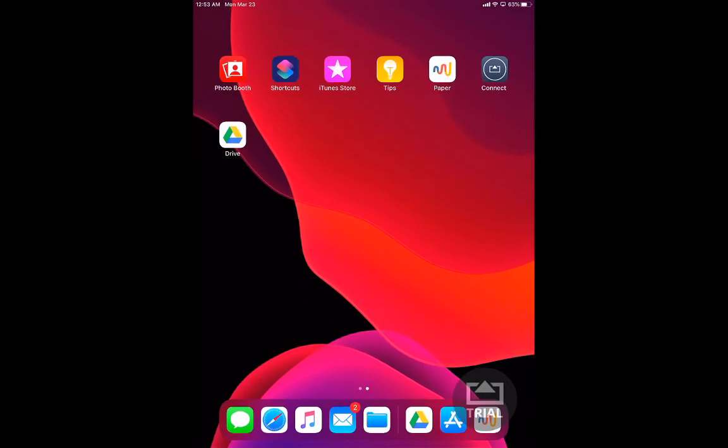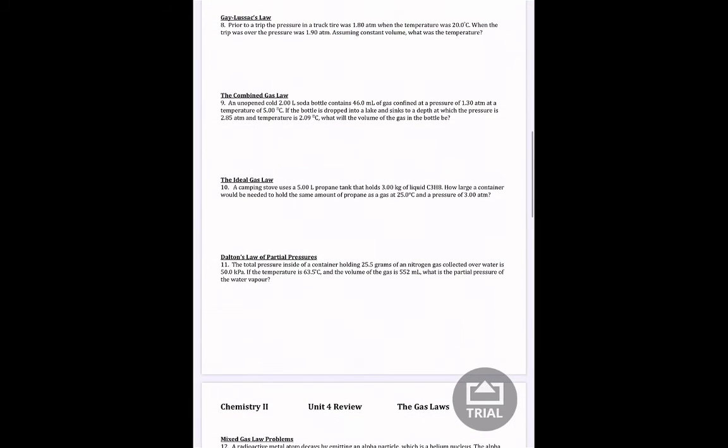Moving on to the next problem. We have the ideal gas law. A camping stove uses a 5.00 liter propane tank that holds 3.00 kilograms of liquid C3H8. And again, you guys, that 3 and that 8 should be subscripts, okay? So 3 carbons, 8 hydrogens. How large a container would be needed to hold the same amount of propane as a gas at 25 degrees Celsius and a pressure of 3 atmospheres? Okay, so we know we're going to be using the ideal gas law. The ideal gas law, remember, is PV equals nRT.